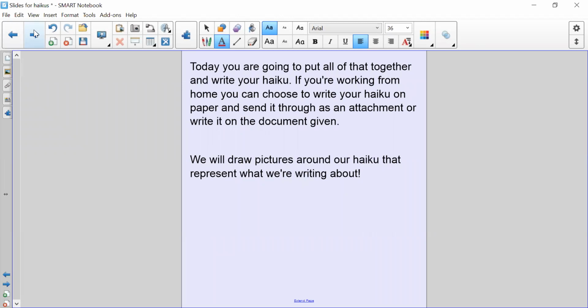If you're working from home, you can choose to write your haiku on paper and send it through as an attachment, or write it on the document given. But what would be quite nice would be for you to make it into a display piece and draw pictures around it. Google haikus and see how they are displayed, and make a nice display of it that you could maybe bring into school next week.